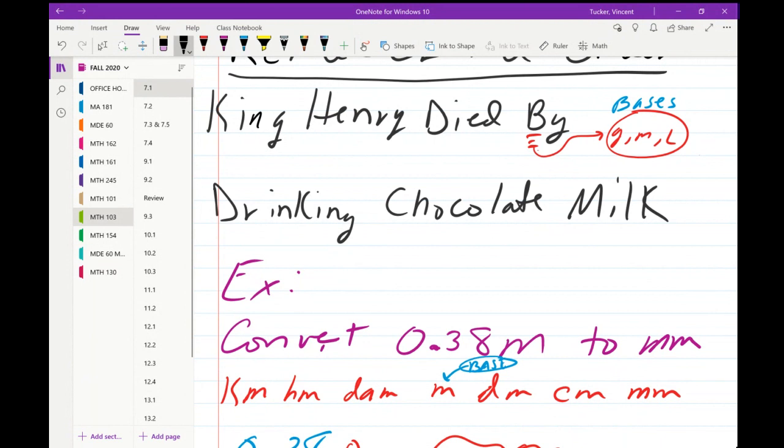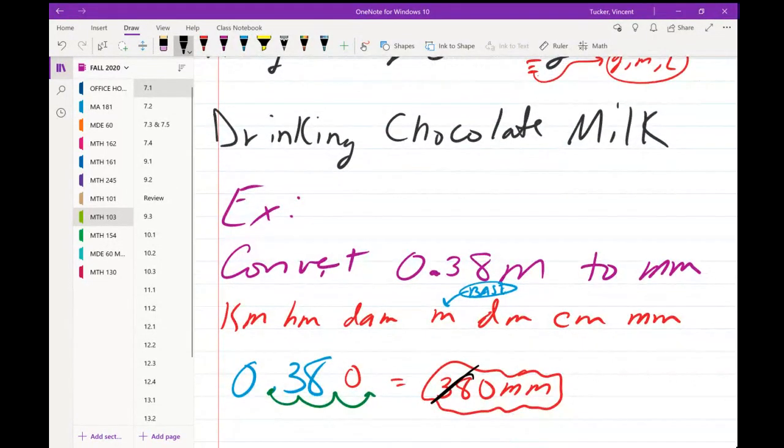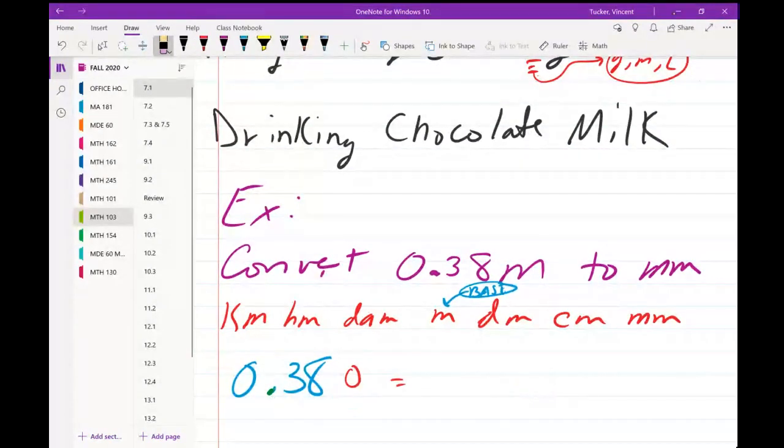Here we're looking at converting 0.38 meters to millimeters. So going off of King Henry Died By Drinking Chocolate Milk, I see kilometers, hectometers, decameters, meters, decimeters, centimeters, and millimeters. And don't forget, right here's your base, and that's where just M would be. So be careful, sometimes it's easy to forget that M right there.